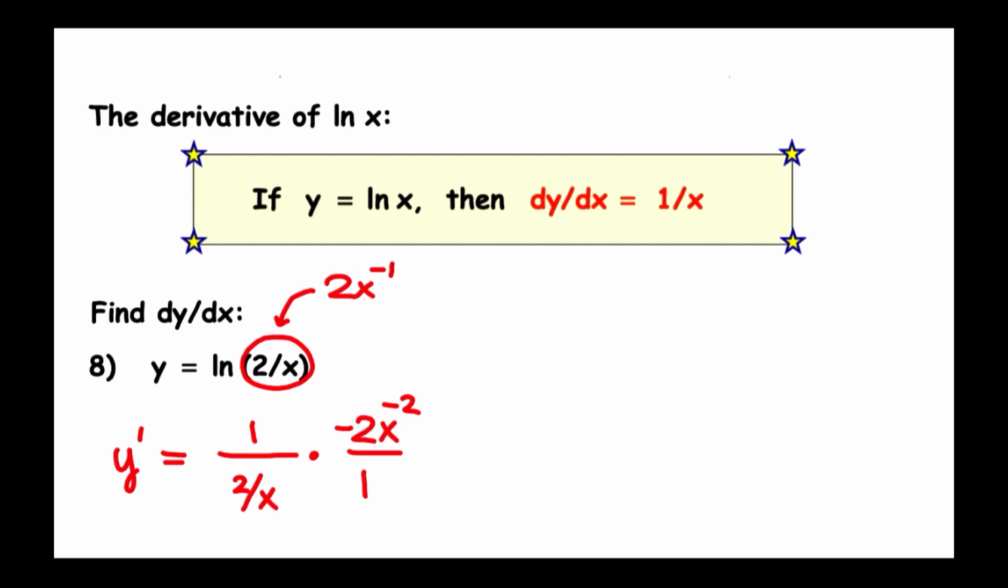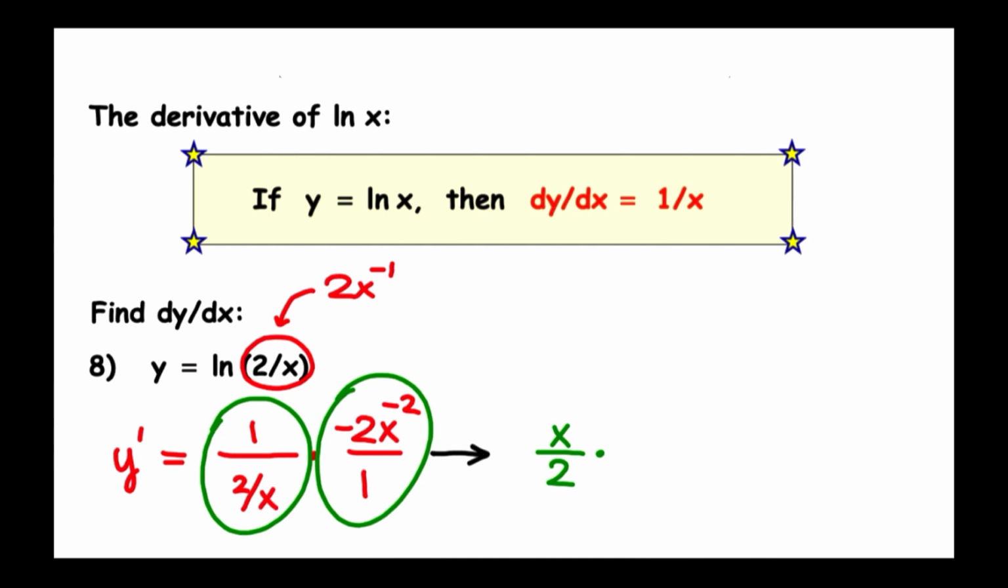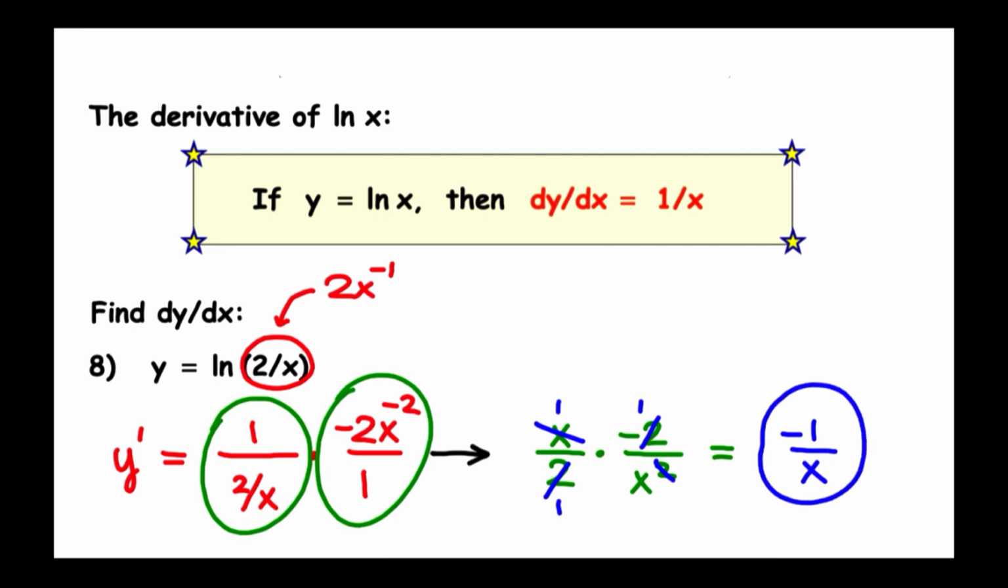And I've created a real mess for myself. Let me go ahead and simplify this. As I mentioned just a couple moments ago, 1 divided by that is just simply going to be x over 2. And negative 2x to the negative second can be rewritten as negative 2 over x squared. The 2's can cancel. One of the x's can cancel with the other x. And you're left with negative 1 over x. See, the answer isn't always just 1 over x. Sometimes it can be negative 1 over x. Who says I don't have variety in my life?